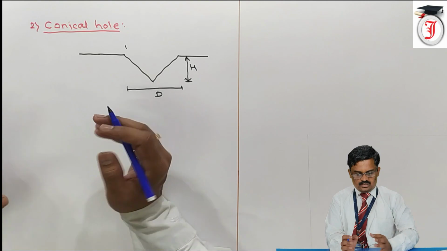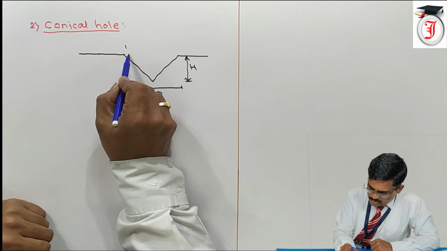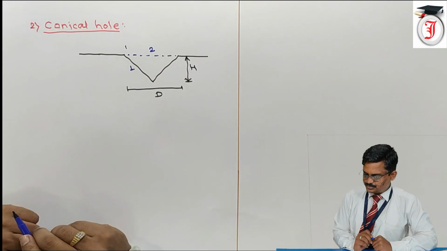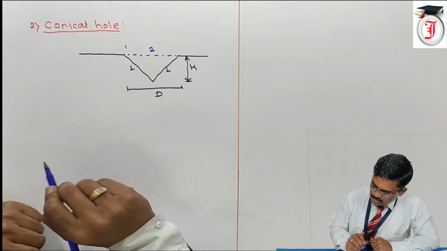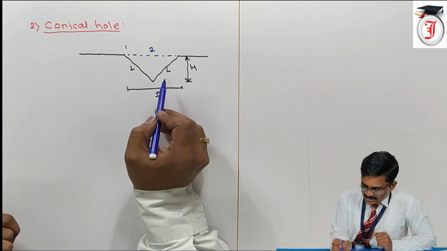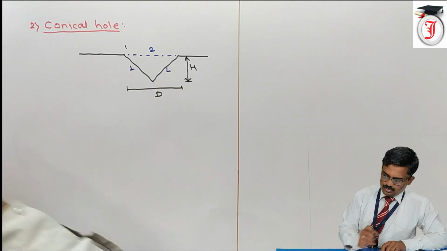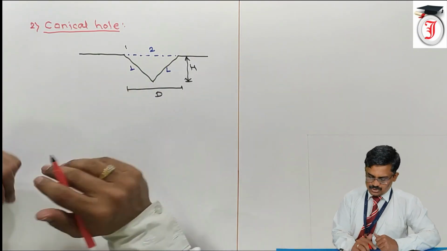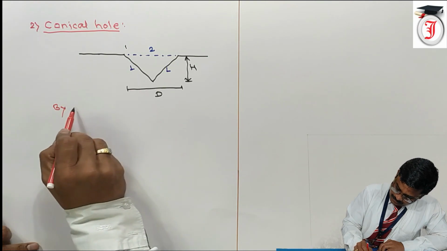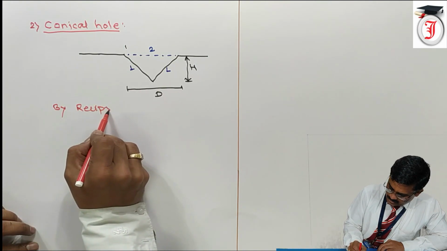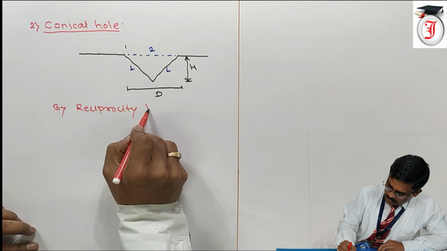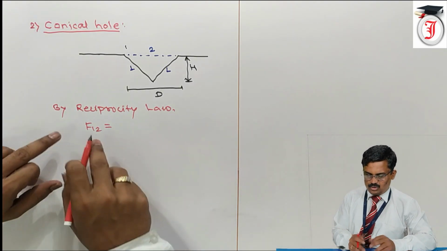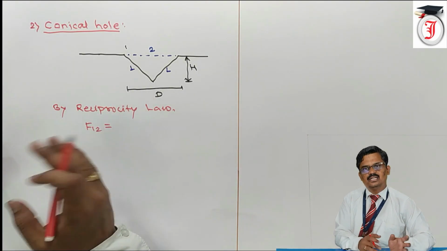Like the previous case, we can assume this as an imaginary surface. So let us consider this is surface 1 and this is surface 2. Let slant height be assumed as L. So this is slant height L. Let us solve this numerical. By considering there are two surfaces, we have to apply reciprocity theorem. So by reciprocity law, we know F12 is equal to, I will write directly because we solved this in the previous case also.